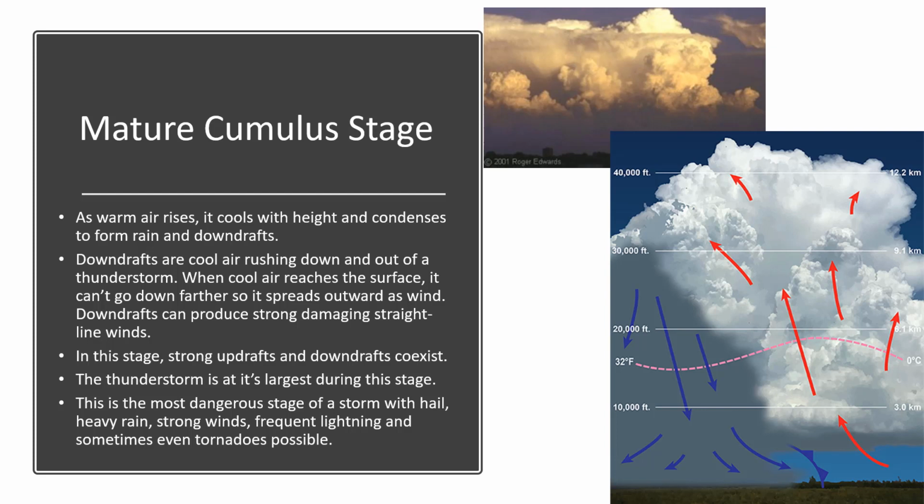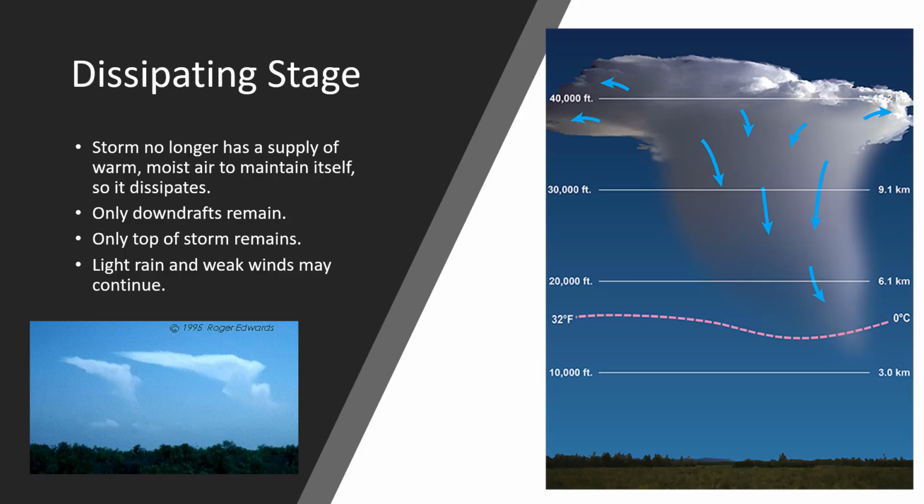The thunderstorm is at its largest during this stage, and this is the most dangerous stage of a storm, with hail, heavy rain, strong winds, frequent lightning, and sometimes even tornadoes possible. The dissipating stage is when the storm no longer has a supply of warm, moist air to maintain itself, so it dissipates. Only downdrafts remain, and only the top of the storm remains. Light rain and weak winds may continue.